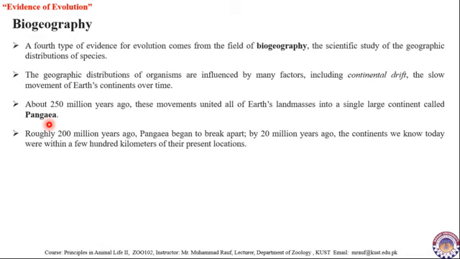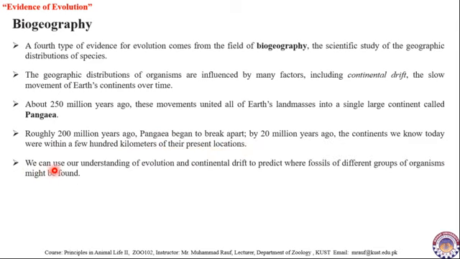Roughly 200 million years ago, Pangaea began to break apart. By 2 million years ago, the continents we know today were within a few hundred kilometers of their present location. So we can use our understanding of evolution and continental drift to predict where fossils of different groups of organisms might be found. So once upon a time, all the continents were together in a single piece of land, and then they started to separate from each other.